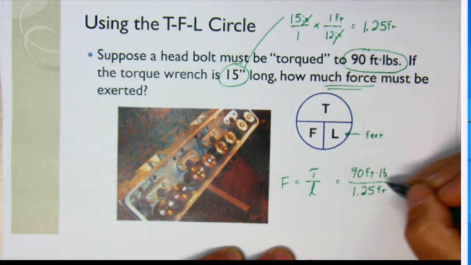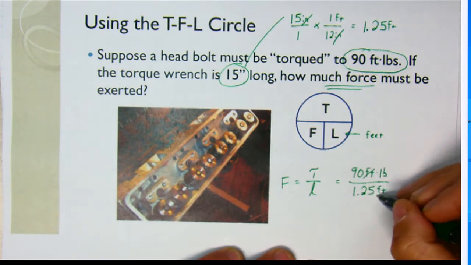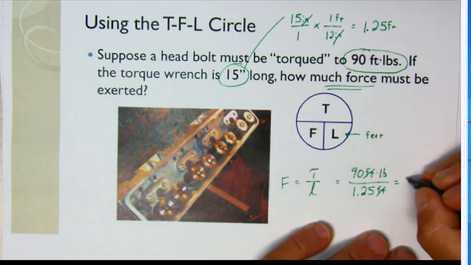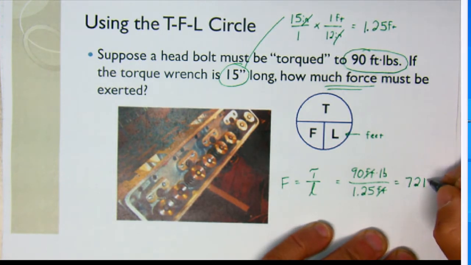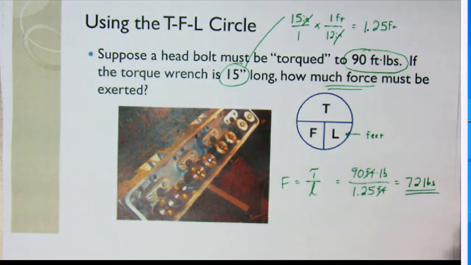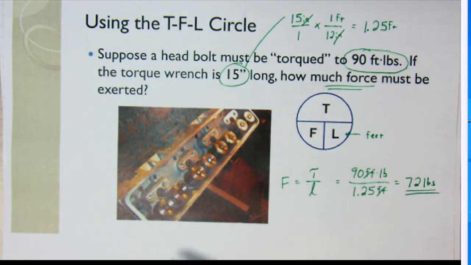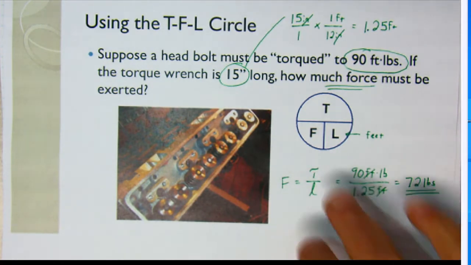So 90 foot-pounds divided by 1.25 feet turns out to be 72 pounds. The feet canceled, and so that leaves just pounds, which should make sense because we're trying to find a force after all. And so you're going to have to apply 72 pounds. If you can't muster up 72 pounds to apply to that torque wrench to torque those head bolts, well, then you better get a longer torque wrench to help you generate that 90 foot-pounds of torque.